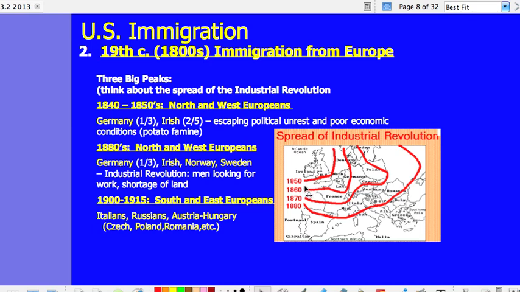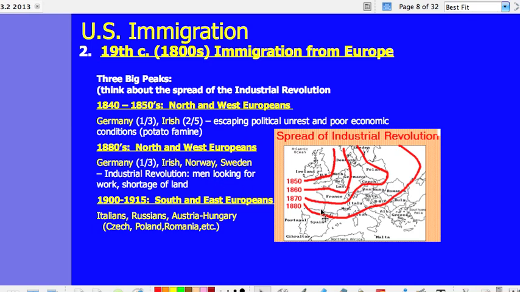And then as this spread of Industrial Revolution continued, the next group would be during the 1800s. This also is in North and Western Europe. So we have Germany, one third of the migrants during this time, and Irish, but also we've added Norway and Sweden. These are the countries up here in the Scandinavian countries, North Europe. So this is again during their Industrial Revolution. Men were looking for work. There was a shortage of land because of crowdedness.